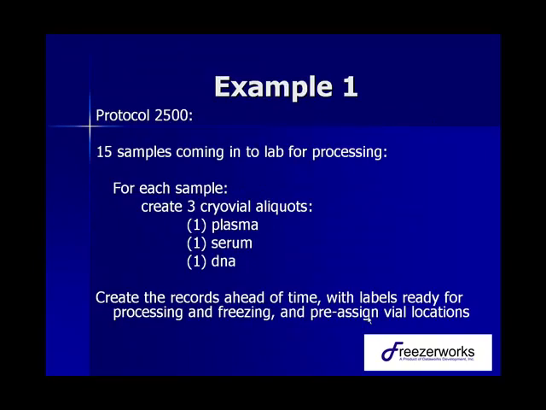We're going to start with an example in which we have a protocol where 15 samples are coming into the lab for processing. For each of these samples, we're going to create the sample records and 3 cryovial aliquots, 1 serum and plasma and 1 DNA.